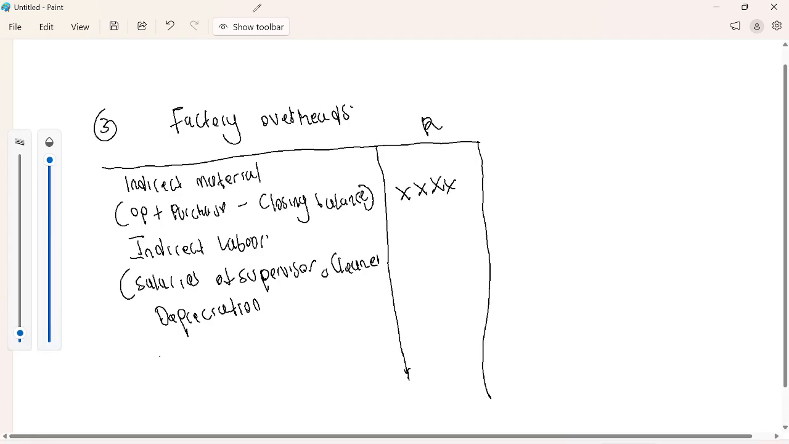So make sure that depreciation is for vehicles or equipment that relates to the factory, right? Make sure everything that relates to the factory, you put it here. And then we have rent expense.